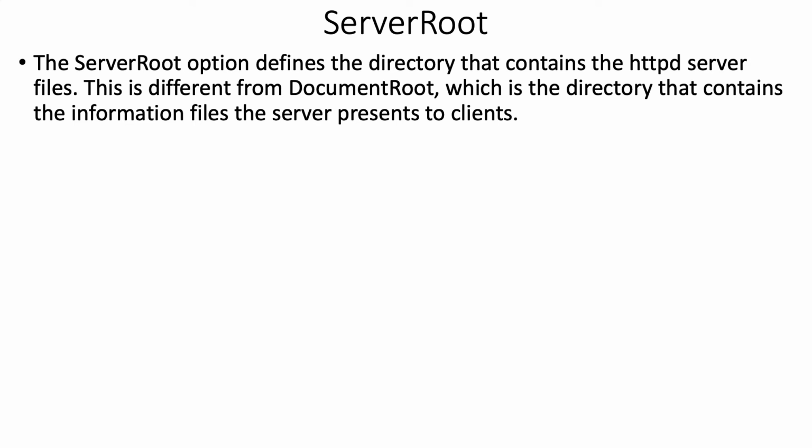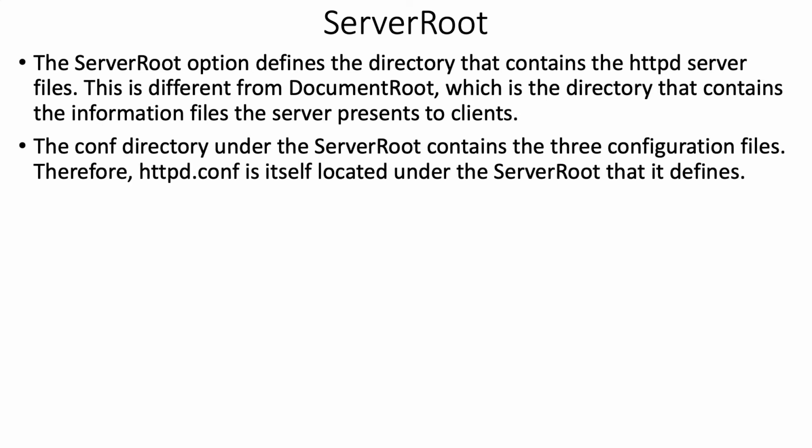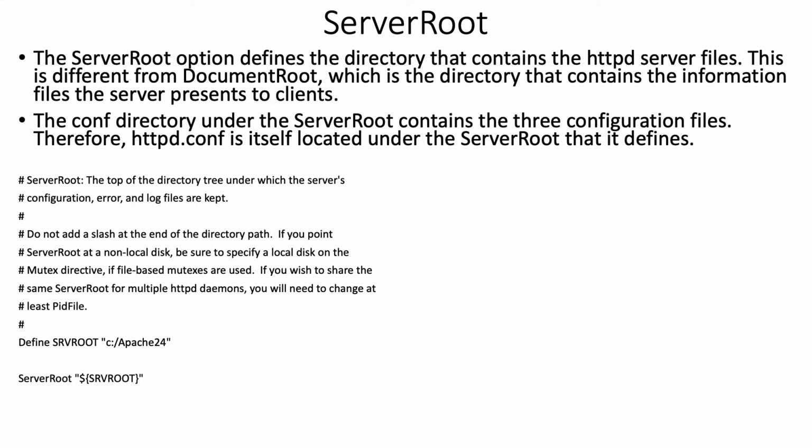ServerRoot. The ServerRoot defines the directory that contains the httpd.conf files. And it's different from the DocumentRoot, which we're going to talk about shortly. The conf directory under the ServerRoot contains the 3 configuration files, and therefore httpd.conf is itself located under the ServerRoot that it defines. So here's an example in mine. I define ServerRoot as, and again note the direction of the slash, a variable, and then down here set ServerRoot equal to that variable.